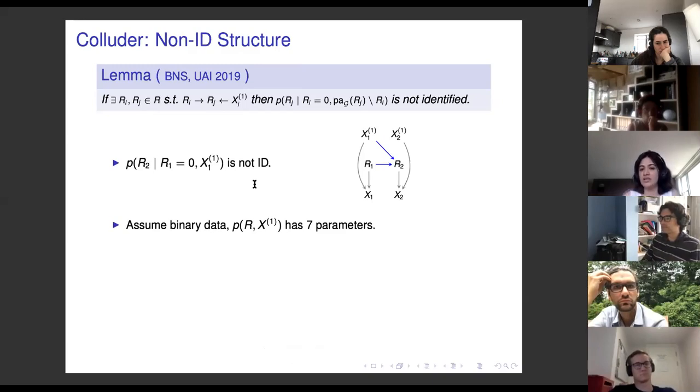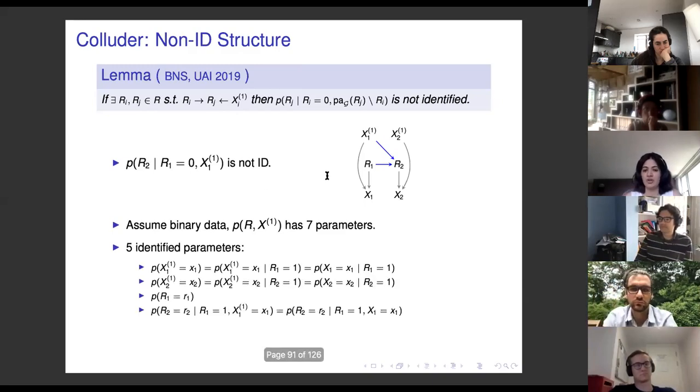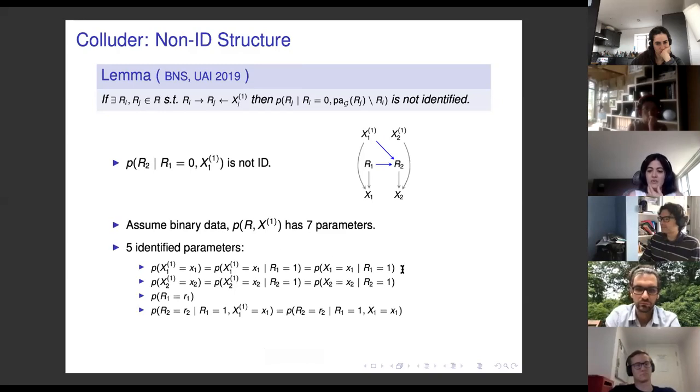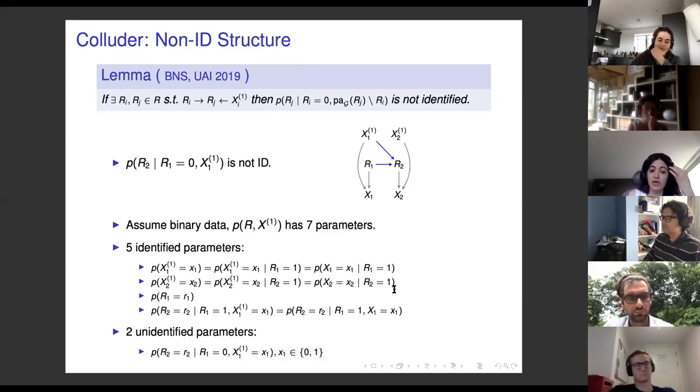Therefore, the full law here has 7 parameters, out of which 5 are easy to show are identified by simple rules of d-separation. I'm not going to go over them to save some time. But then the 2 remaining parameters are not identified, and those correspond to whether X11 is 0 or 1 in case of binary, right? So what do we mean by saying that these parameters are not identified? How do we prove it really?